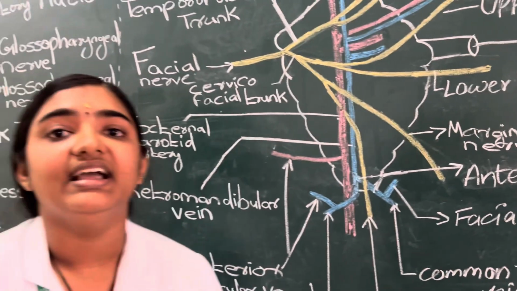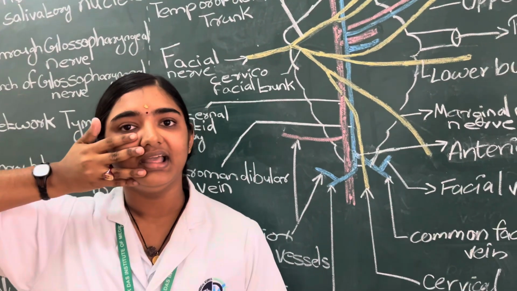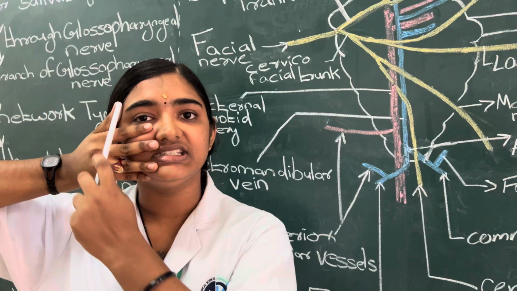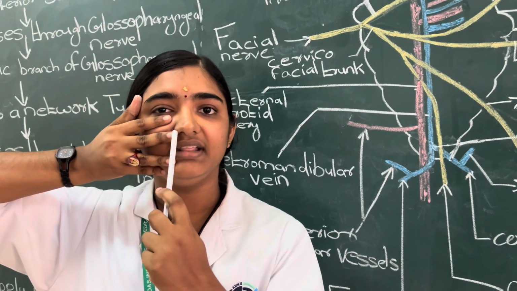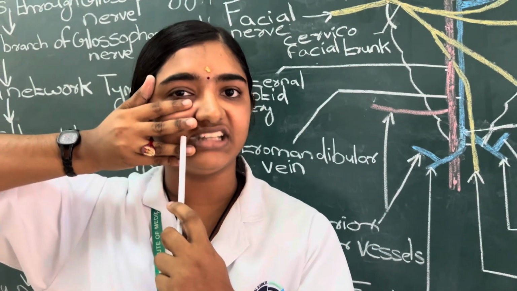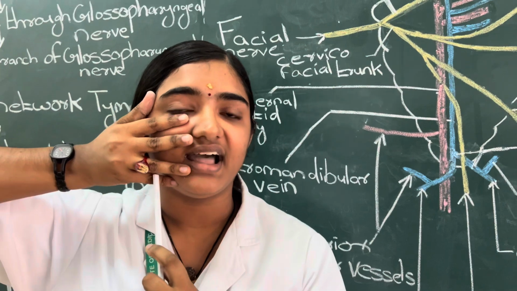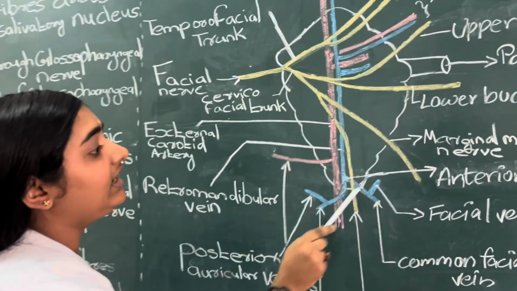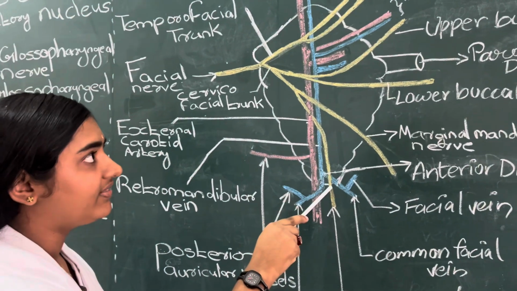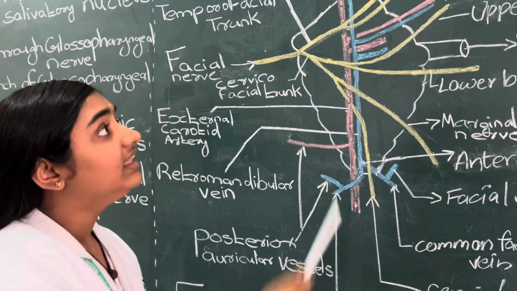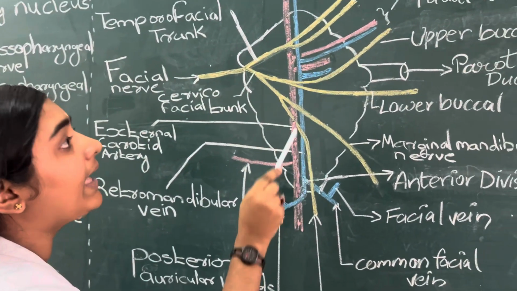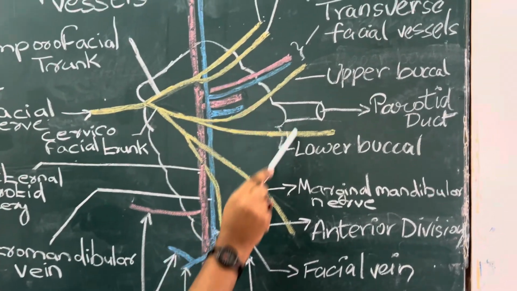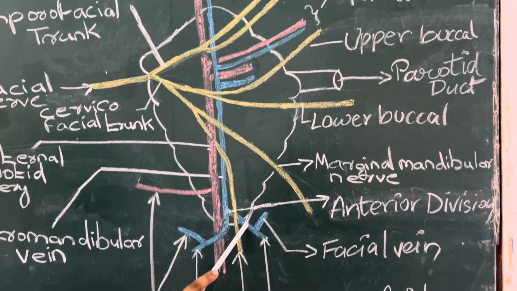It can be kept like this. This is the temporal branch, this is the zygomatic branch, this is the buccal branch, this is the marginal mandibular branch, and this is the cervical branch. So these terminal branches form a network called the pes anserinus. These 5 terminal branches emerge out through the anterior border and the apex.